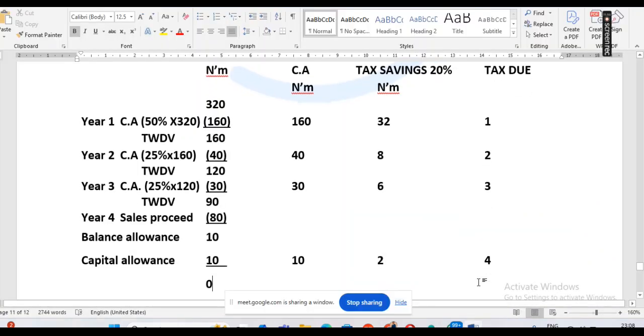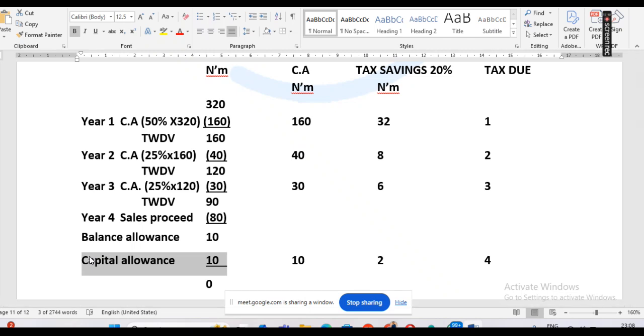So is that clear? By implication, if the balancing allowance happens to be 50, the capital allowance will still be 50 as well, right? That is what you claim. That is why I put it like this, so that it shows that your balancing allowance is 10 and you claim the capital allowance, which is 10. Do you want me to remove the 10? I'll just put 10 here in the middle so that you know that it's 10.